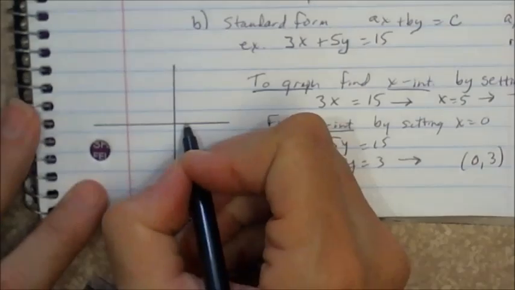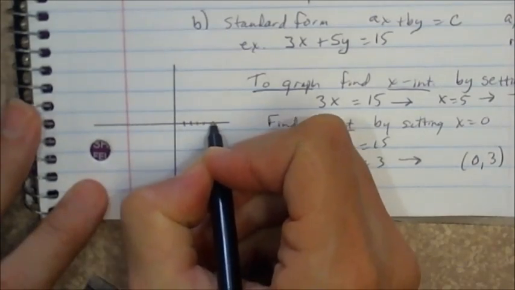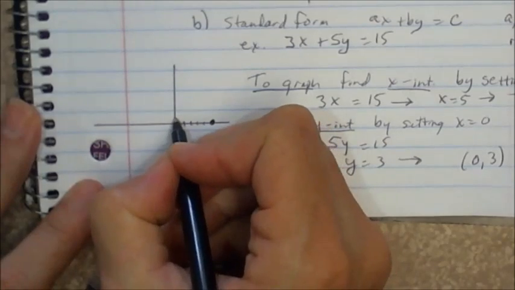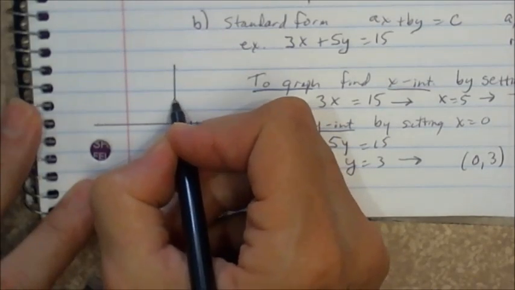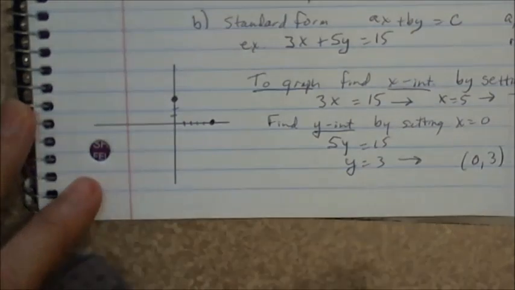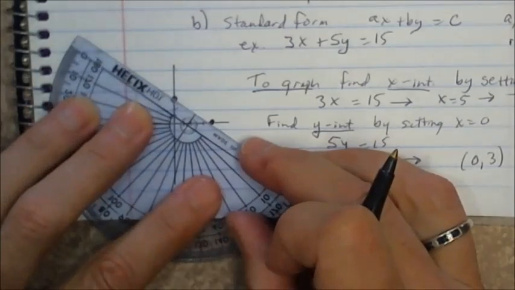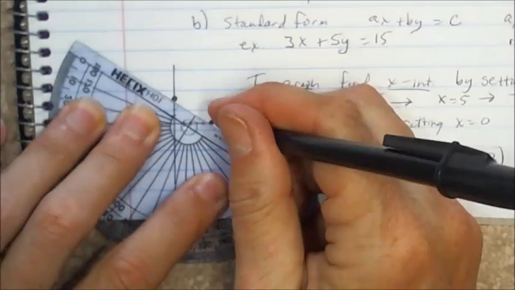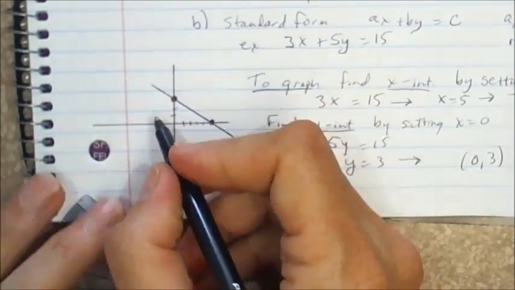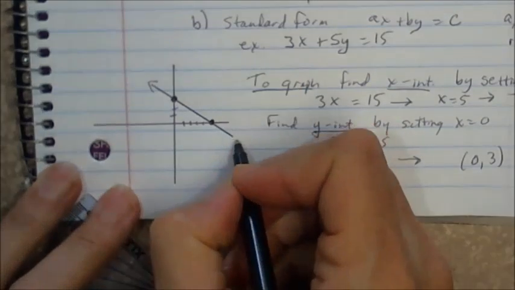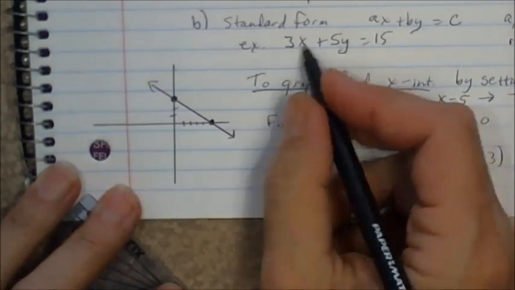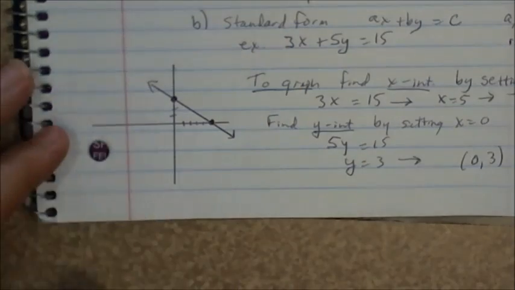So the x-intercept of 5, 0, 1, 2, 3, 4, 5, 0, and the y-intercept of 0, 3, 1, 2, 3. We got 2 points, and 2 points define a line or a linear function, and there is your graph of 3x plus 5y equals 15, and any point along this graph would satisfy that equation. The third form of a linear function is called point-slope form.